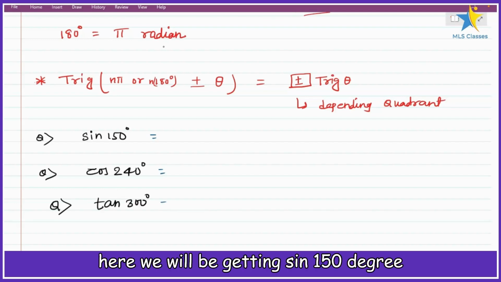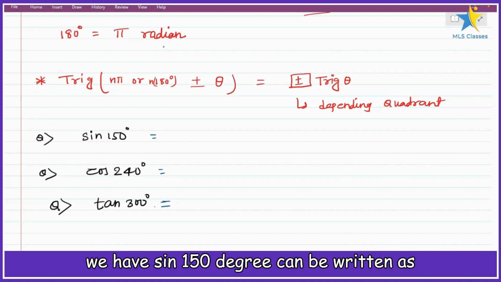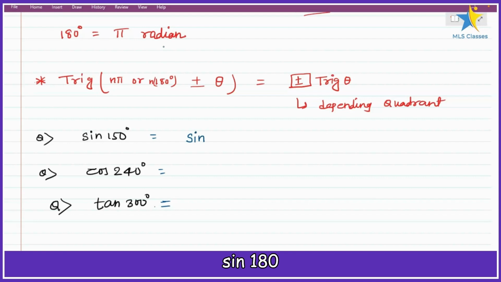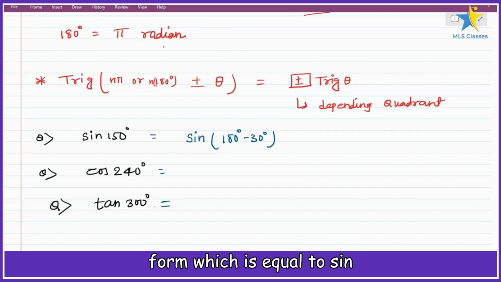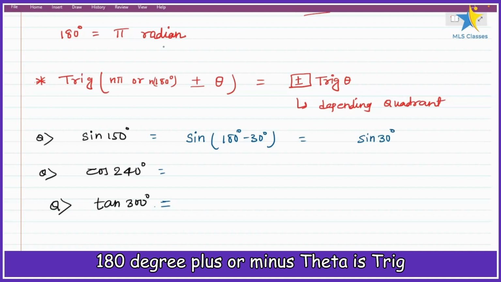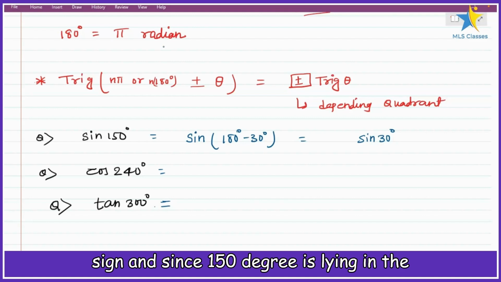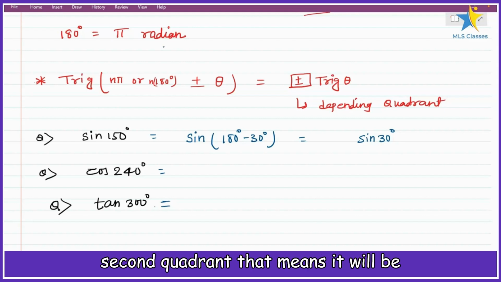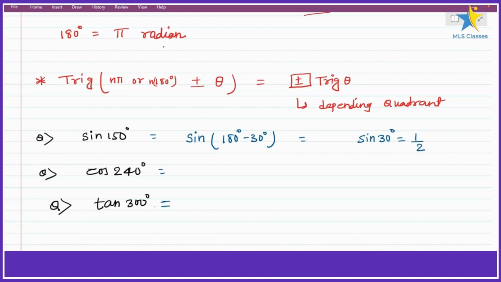Suppose here we will be getting sine 150 degree, which can be written in the above form. Sine 150 degree can be written as sine of 180 degree minus 30 degree, which is equal to sine 30 degree, because trig of n pi or 180 degree plus or minus theta is trig theta, but with a positive or negative sign. And since 150 degree is lying in the second quadrant, it will be positive only. So the value we will be getting is 1 over 2, which we had discussed earlier.